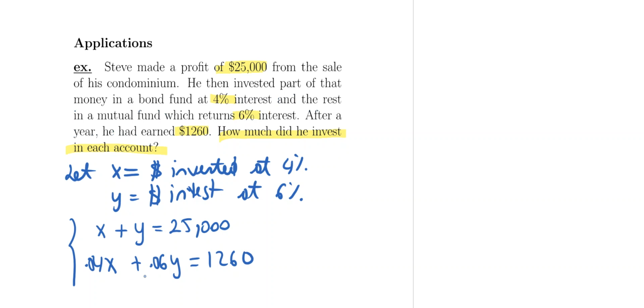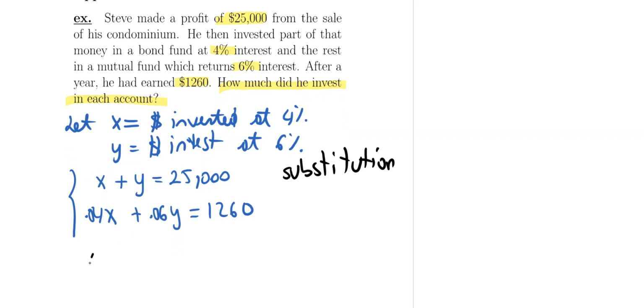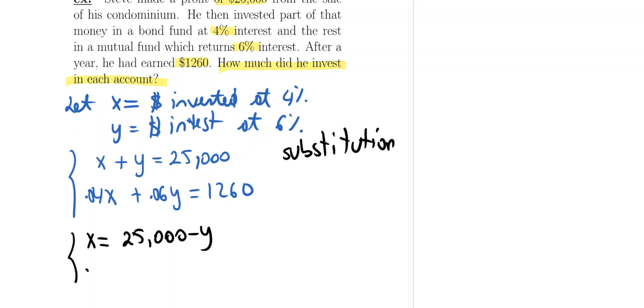So if we solve the system, we can answer the question of how much he invested at 4% and how much he invested at 6%, aka how much he invested in each account. We're going to solve it by substitution. From the first one, we're going to say that X equals 25,000 minus Y, and then we're going to substitute that X into the second one.